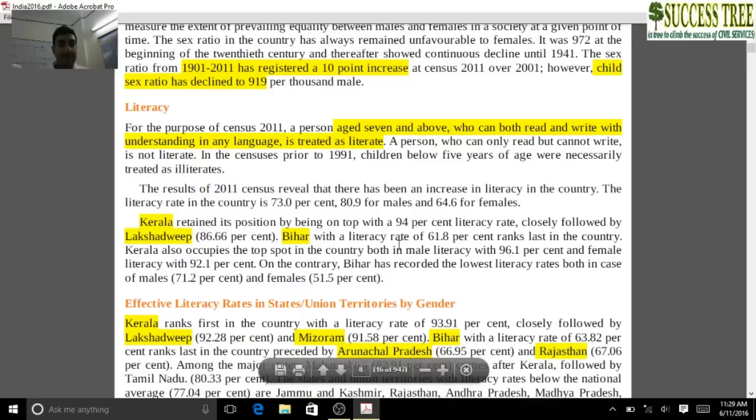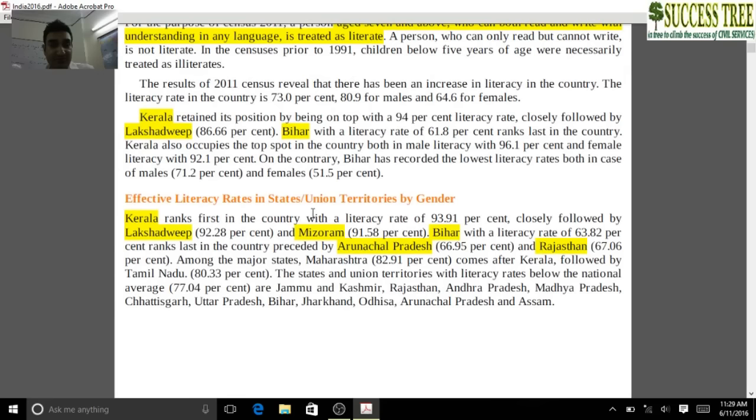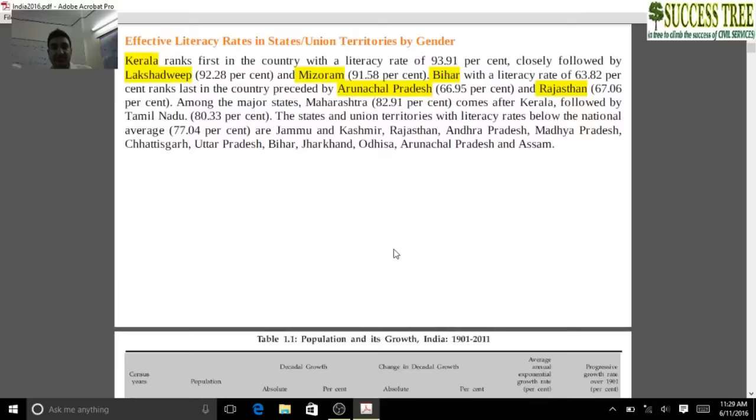Now come to literacy. Who is a literate person in India? Is it 7 and above? One who can both read and write with understanding in any language is literate. Kerala, as always, has retained its position number 1, then Lakshadweep. Bihar is again the worst performing state, ranking last in the country. So Bihar has maximum density of population, and in literacy, last. In effective literacy rate, again Kerala, Lakshadweep, then Mizoram; Bihar, Arunachal, Rajasthan are the worst performing states.